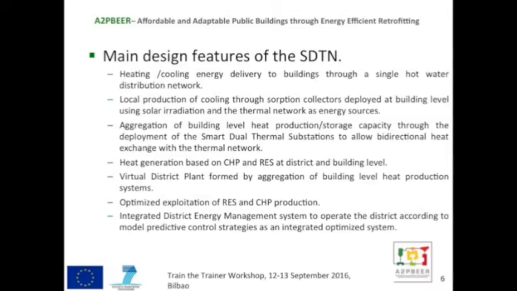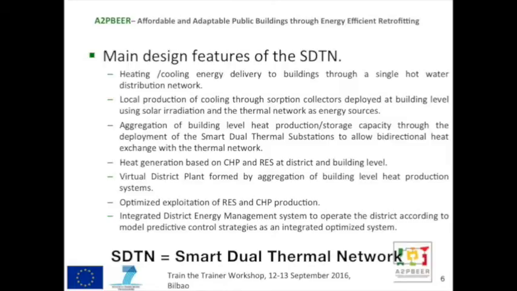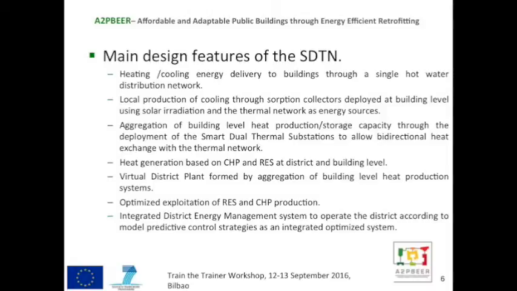So what have we done in order to overcome these limitations? We have created a new concept of a smart dual thermal network whose features are summarized in this slide. First of all, the energy that is necessary for heating and cooling is delivered through a single hot water distribution network that supplies hot water to the buildings connected to the thermal network. And additionally, as explained before by Francesca, thanks to the deployment of the innovative sorption collector, it is possible to produce cool water locally at building level using solar irradiation as primary energy source, but also, for situations in which the solar irradiation availability might be too low to operate the collectors at their nominal capacity, using hot water delivered from the thermal network.